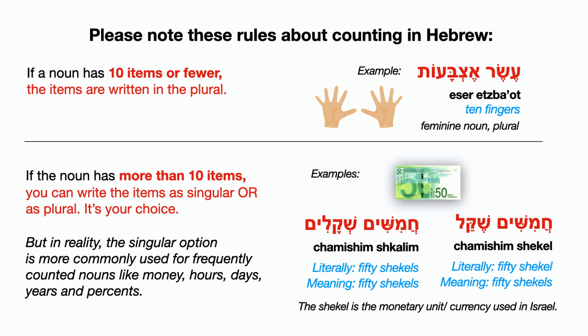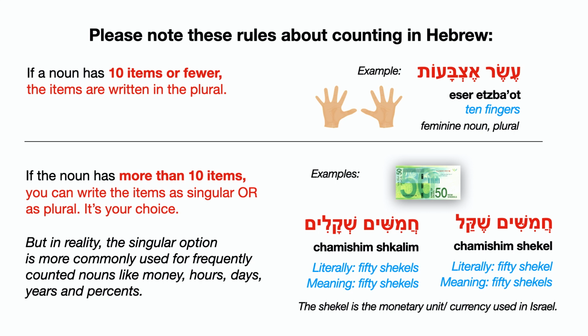But if the noun has more than 10 items, you can write the items as singular or as plural. It's your choice. So let's look at these examples. So to say 50 shekels, by the way, shekel is the monetary unit, the currency used in Israel. Shekel is the singular form of the currency in Israel. But to say shekels in the plural, that's shkalim.